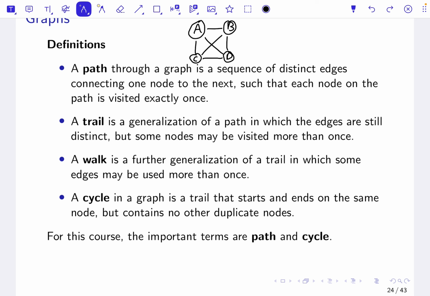But it is a trail. Trails, actually don't quote me on this. I don't remember exactly what line I drew through the graph. But in any case, a trail is a generalization of the path where you're allowed to repeat nodes, but you're not allowed to repeat edges. So A, C, B, A, D is a trail. Actually, I'm going to see if I could use a different color.